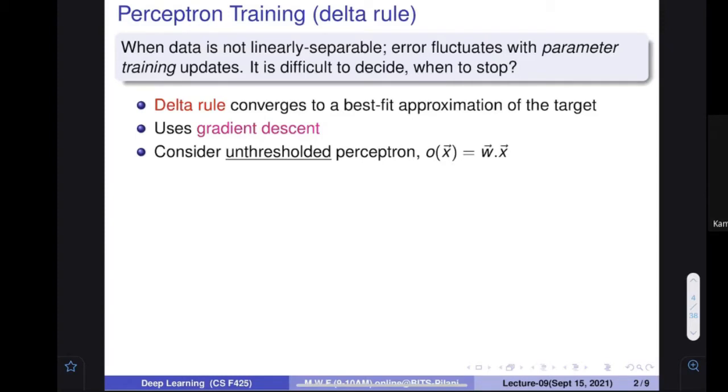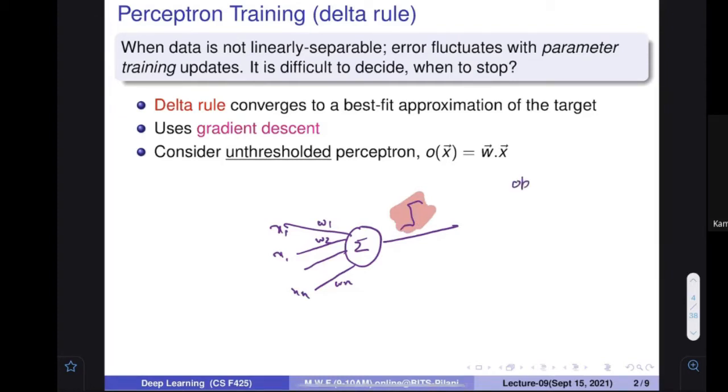For that purpose, let us look at the function we are going to use as an output. For example, we have a perceptron with inputs x1, x2, up to xn, and corresponding weights w1, w2, up to wn. You know there is a summation term, and after that there is a thresholding part. Now we are going to say that I am not going to do thresholding. Let's assume the possible value of output is 0 and 1.